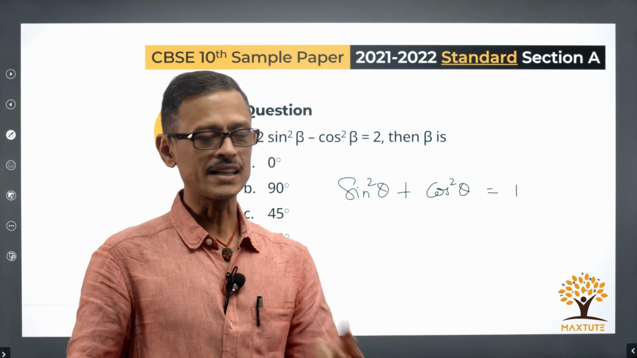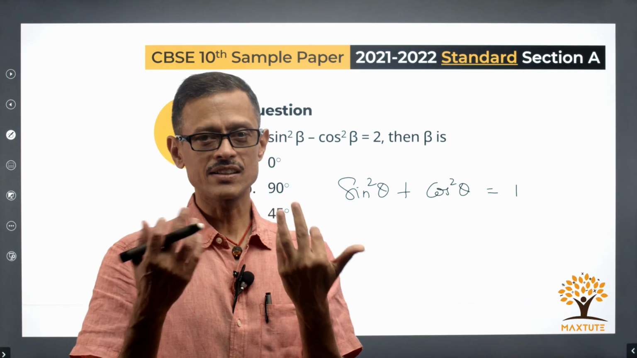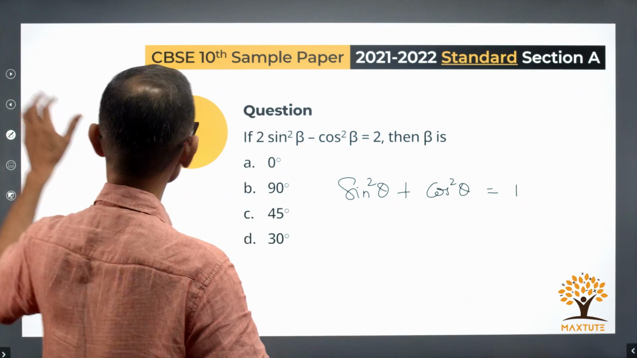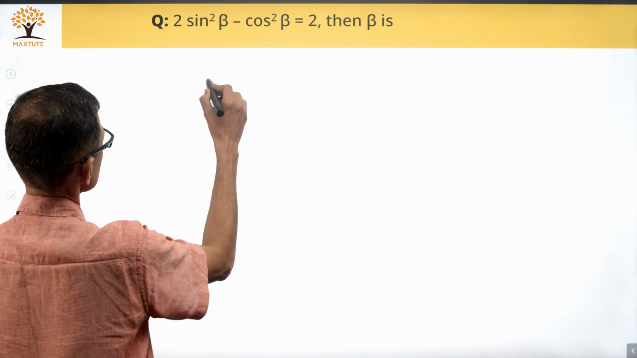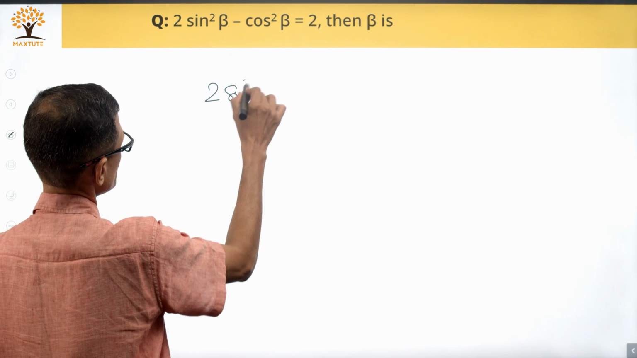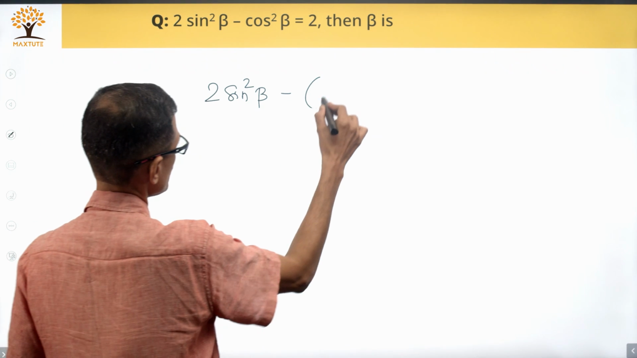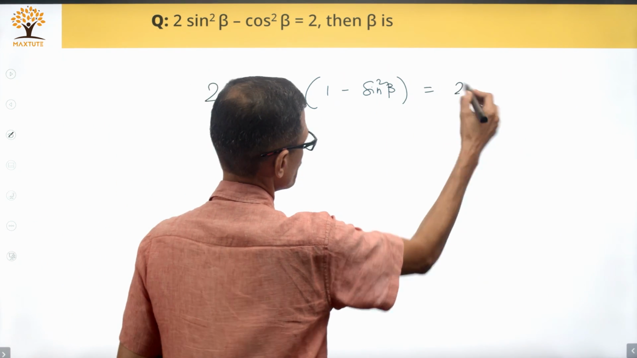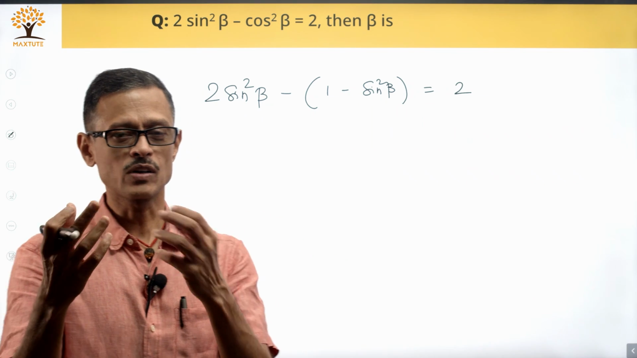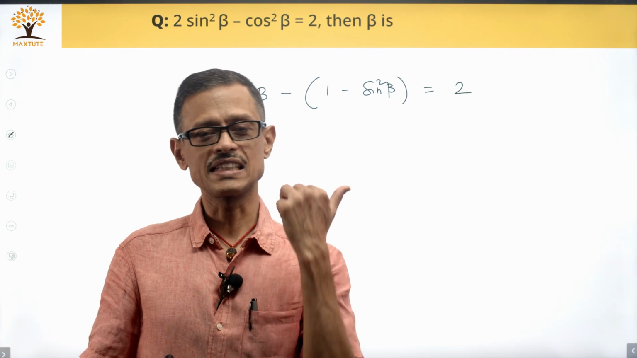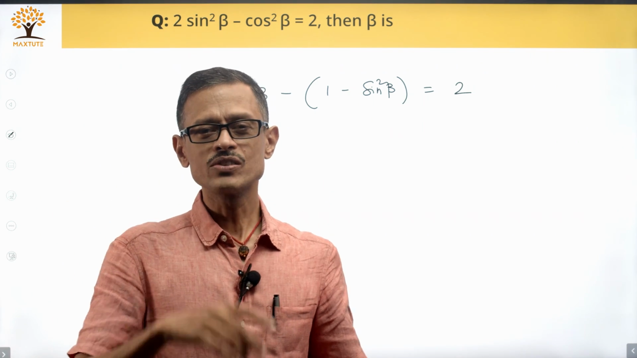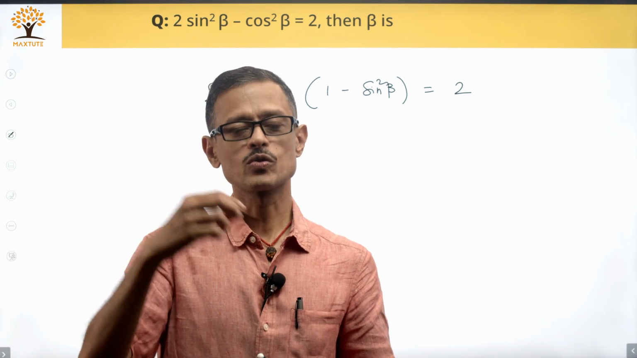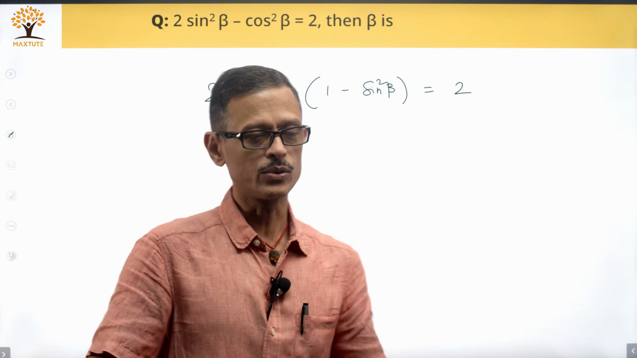I am choosing to write cos square beta as 1 minus sin square beta. You can do it the other way around too, you will get exactly the same answer. So, the given expression will become 2 sin square beta minus (1 minus sin square beta) is equal to 2. The idea is we are essentially bringing it down from cos and sin to just in terms of sin or in terms of cos. So, you will say sin beta is equal to so much, so beta is so much, or if cos beta is equal to so much, so beta is equal to so much. That is the idea behind doing this.